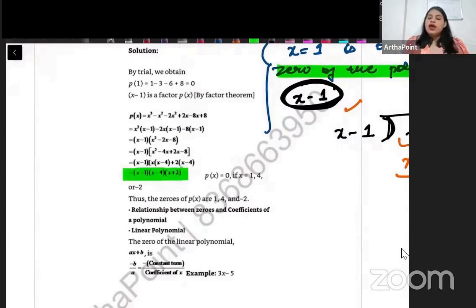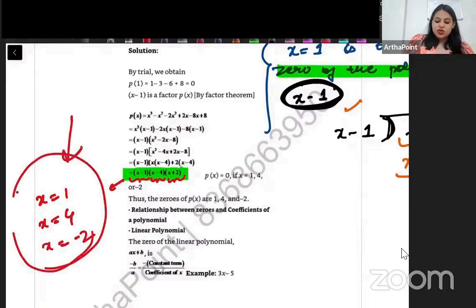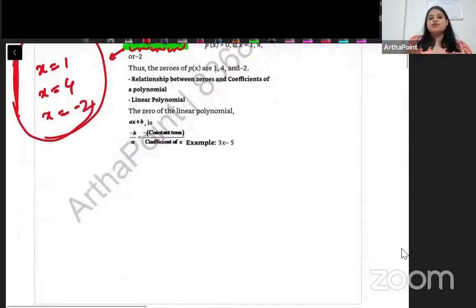So the full factors that we have found of this equation are x minus 1, x minus 4 and x plus 2. If I want to make each of them 0, if I want to make x minus 1 0, then what should be the value of x? 1. If I want to make x minus 4 0, what should be x? 4. If I want to make x plus 2 0, what should be x? Minus 2. So these become the zeros of the polynomial. These are called the zeros of the polynomial. Is this clear? Okay. So beta, this is the next thing that we have learned: zeros of the polynomial. Now let us talk further.